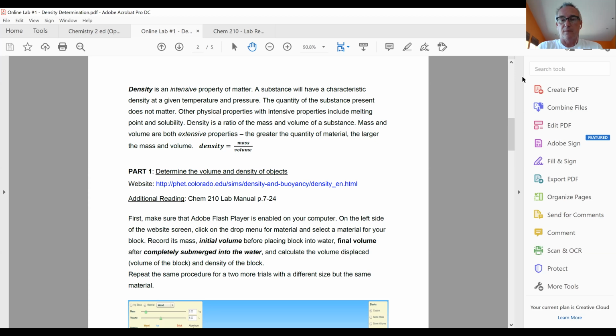Extensive. How come? You don't have to measure that it's shiny. I'm sorry. It's been a while. All right, well, just read the paragraph. So it says right there, a substance will have a characteristic density at a given temperature, and the quantity of the substance doesn't matter. That's the key to the difference between an intensive property and an extensive property. So what's the difference between them?